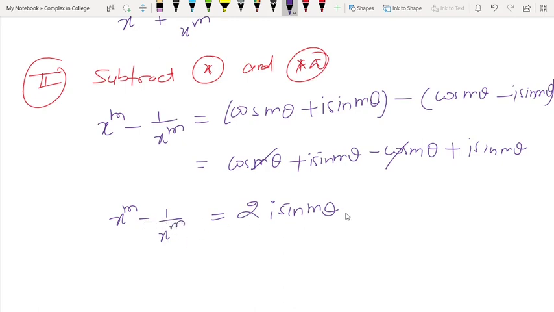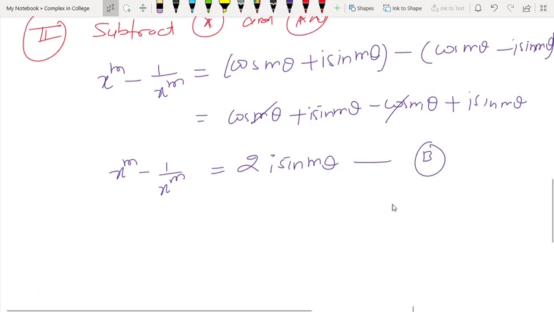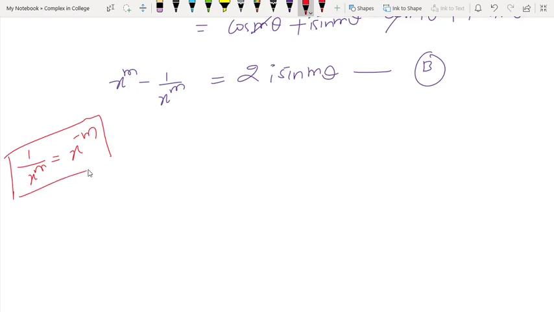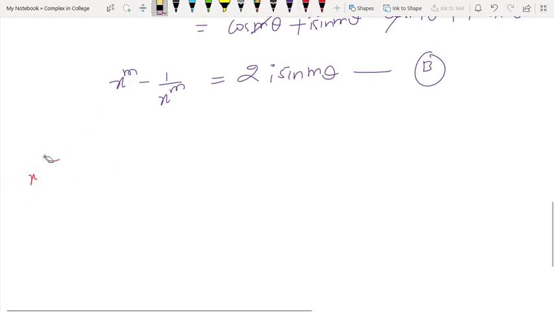Now this is your second result. Let me call it B. So let me put down the final result. Let me tell you one thing, that 1 upon x raised to m can also be written as x raised to minus m, isn't it? By the law of indices. So don't get confused, it is the same thing. We just need to apply the law of indices. Okay, so let me write the final result.